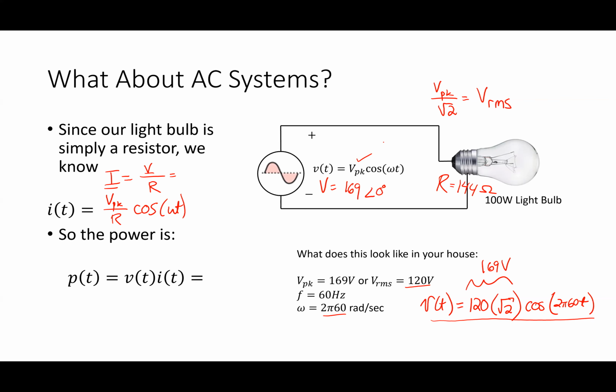All right, so the power is V times I. What would be the expression there? I of t is this guy, some cosine. V of t is some cosine. What would I write for V of t times I of t?